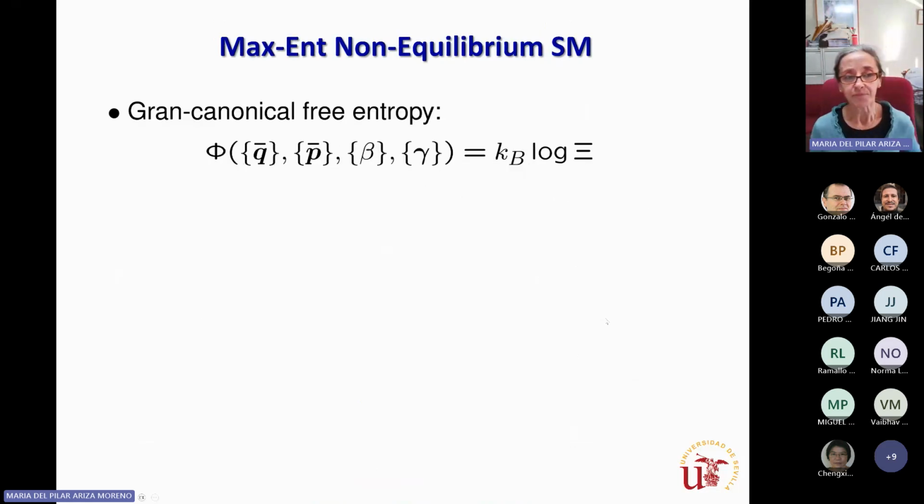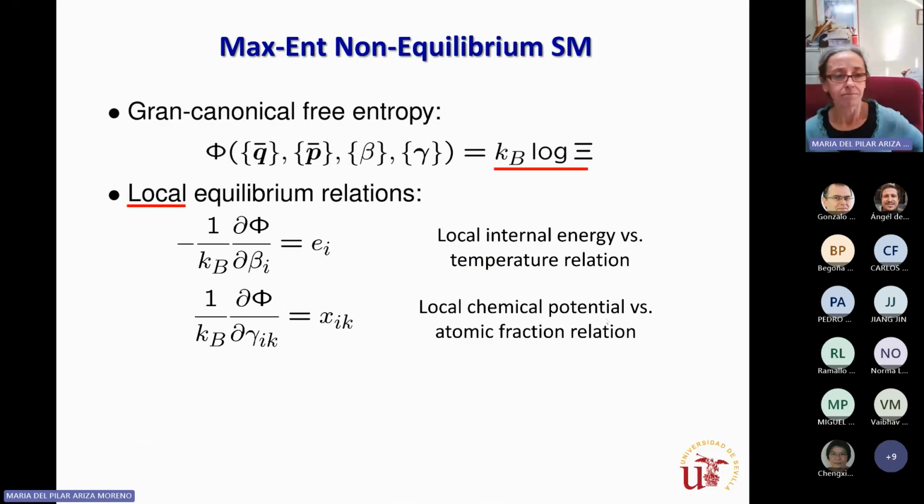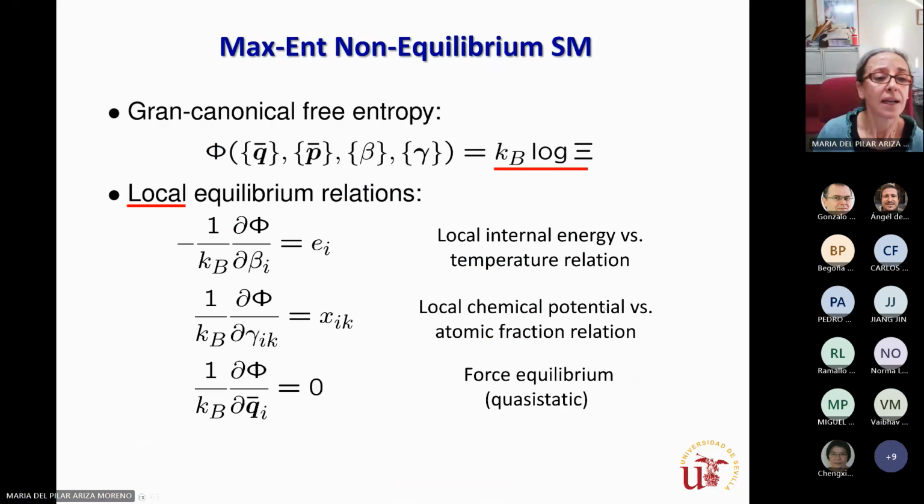So as always, you need to minimize the energy, and then you get your equilibrium relations. In this case, these are going to be your local equilibrium relations, in addition to the mechanical part, also the chemical part.